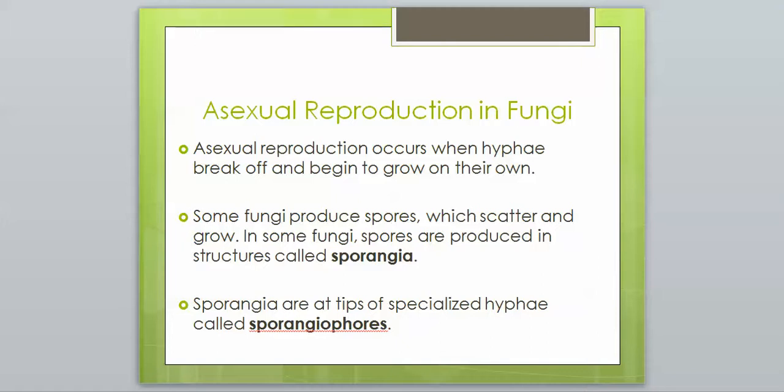Another way of asexual reproduction involves the production of spores. We'll get into a little more detail about what exactly spores are in a little bit, but when the fungi produce the spores, they scatter and grow. In some fungi, the spores are produced in structures called sporangia. Don't forget that word, sporangia, because sporangia are at the tips of specialized hyphae called sporangiophores. I'm going to try to break this down so it makes a little more sense, but we're going to go over it again probably in class.